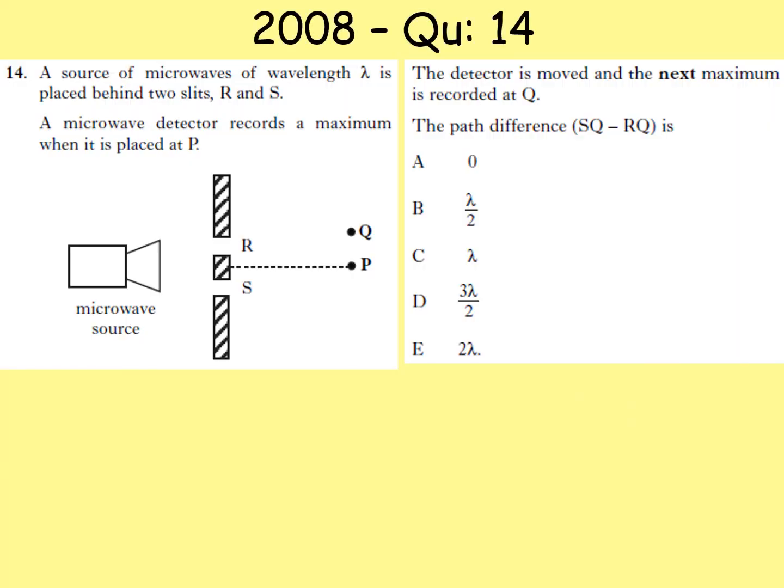(2008), question 14. A source of microwaves of wavelength lambda is placed behind two slits R and S. The microwave detector records a maximum when placed at point P. This is the central order maxima. The detector is moved and the next maximum is recorded at point Q. So point Q must be our first order maximum. The path difference SQ to RQ must be 1 lambda. That is C.